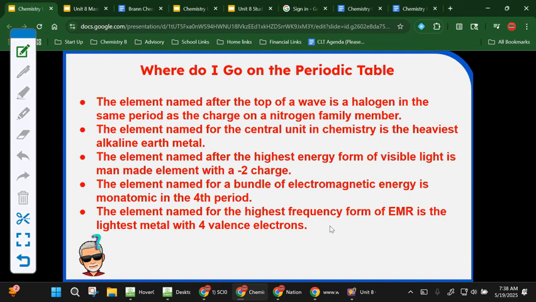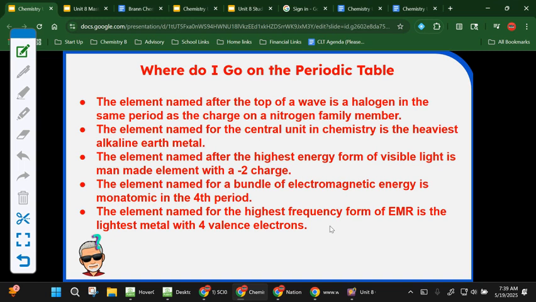Correct. Families and groups go up and down. Periods go across. And they all have numbers. So it's kind of like the game Battleship. If we say period 3, group 15, here's period 3, group 15. Okay? So that's what we're doing with these clues.